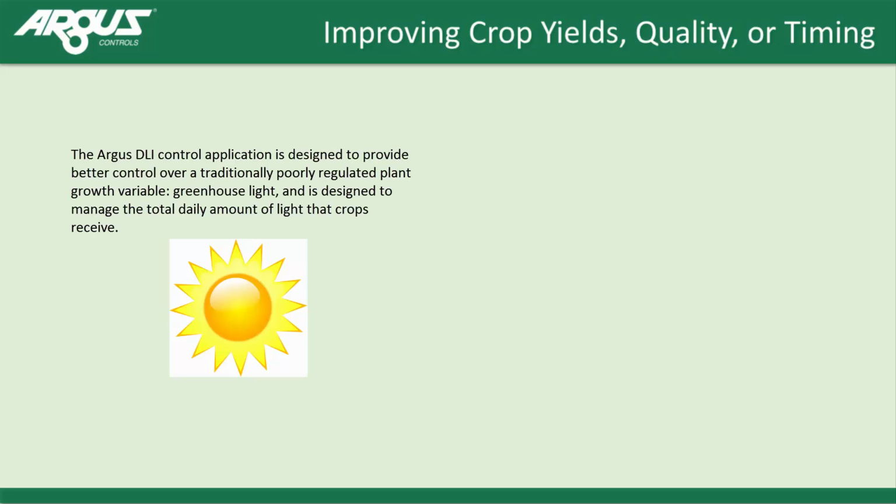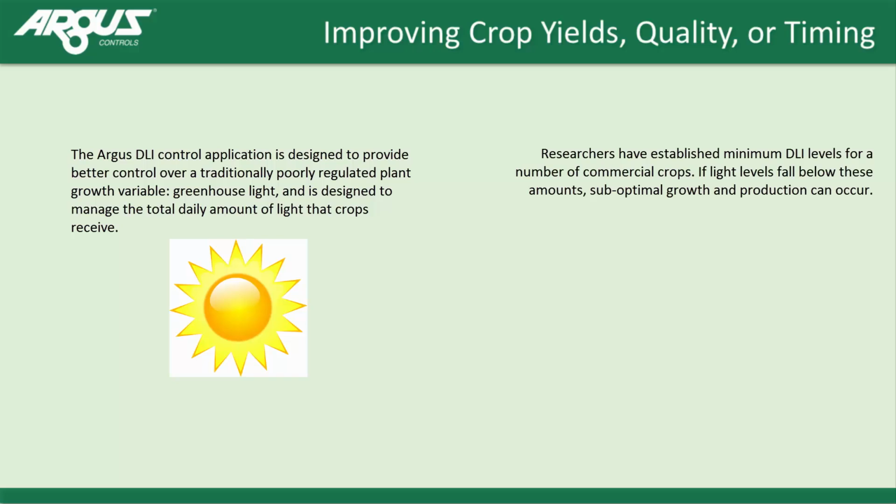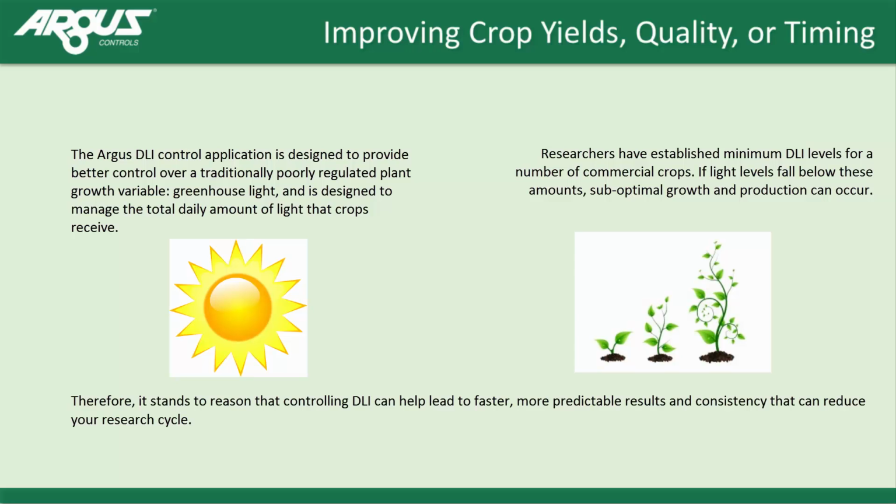The Argus DLI control application is designed to provide better control over a traditionally poorly regulated plant growth variable, greenhouse light, and is designed to manage the total daily amount of light that crops receive. Researchers have established minimum DLI levels for a number of commercial crops. If light levels fall below these amounts, suboptimal growth and production can occur. Therefore, it stands to reason that controlling DLI can help lead to faster, more predictable results and consistency that can reduce your research cycle. For more information, see Purdue Measuring DLI in a Greenhouse document.